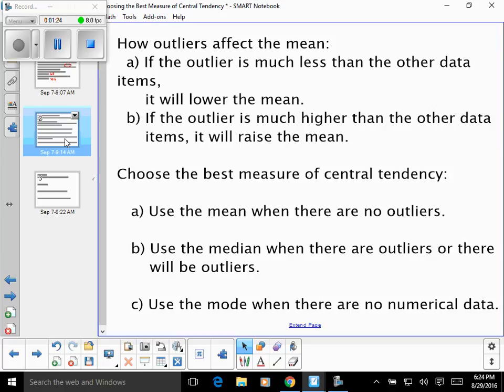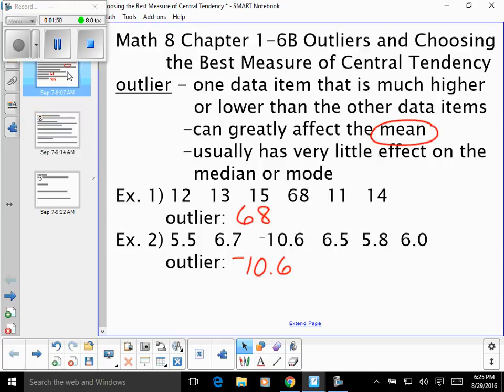How does an outlier affect the mean? If the outlier is much less than the other data items, it will lower the mean. If the outlier is much higher than the other data items, it will raise the mean. Now let's go back to our first two examples. If we look at example 1, this 68 was much higher than the rest of the data items, so it will raise the mean.